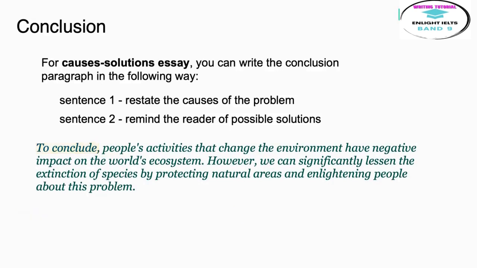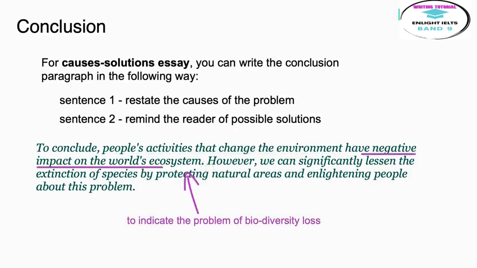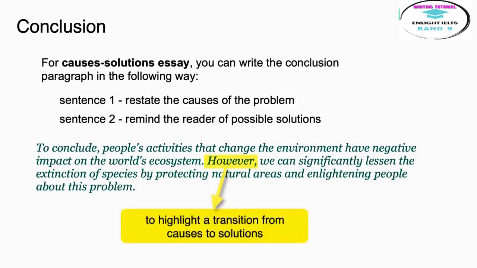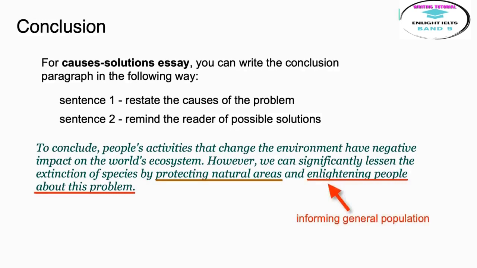Look at how I use synonyms throughout my essay. I group two causes of biodiversity loss by a common phrase: people's activities that change the environment. To indicate the problem of biodiversity loss, I wrote, have negative impact on the world's ecosystem. Then, I used the linking word however to highlight a transition from causes to solutions. For the solutions, I stated protecting natural areas and paraphrased informing general population into enlightening people about this problem.